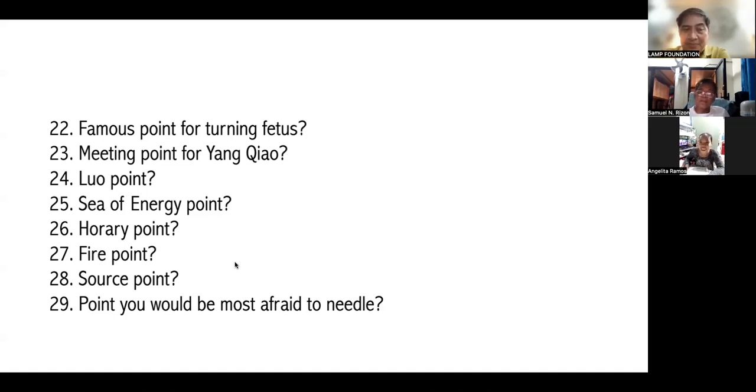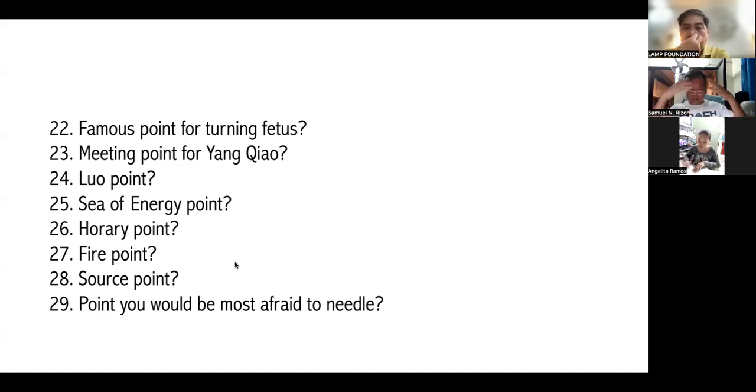Horary point. Horary point yan, Doc. Okay. Anong sagot? Horary point ng bladder is Bladder 66, Doc. Okay. Fire point. Horary point, Bladder 66, Doc. Fire point. Bladder 60, Doc. Okay, very good. Source point, Bladder 60, Doc.